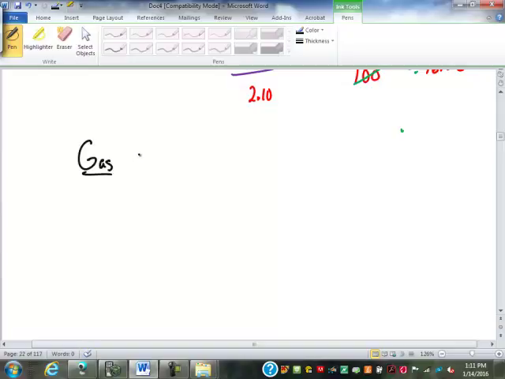So let's say gas in 2014. Let's say the last day of 2014 was $2.89. Last day of 2015 was $1.84. Find the percent decrease. Try that one in your notes, Craig.